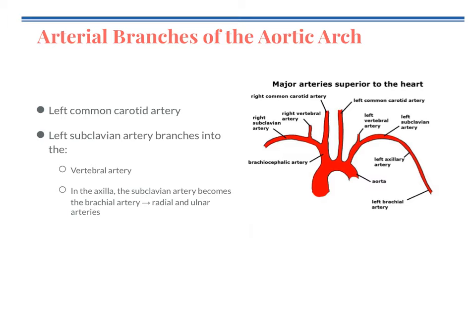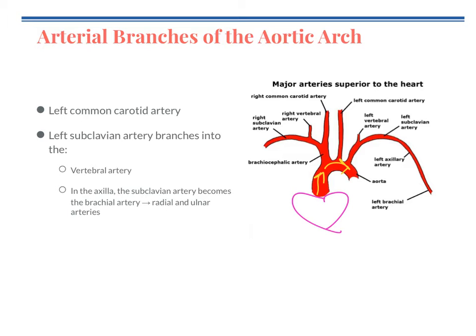Okay, now we're moving on to the left side of the body. We're still talking about branches that are coming off of that aortic arch. I forgot to draw my heart in. Here's your heart, so you're superior to the heart right now. We talked about that ascending aorta coming off of the left ventricle, and then the aortic arch here. We talked about what's happening on the right side already, and you can see on the left side, it's a little bit different.